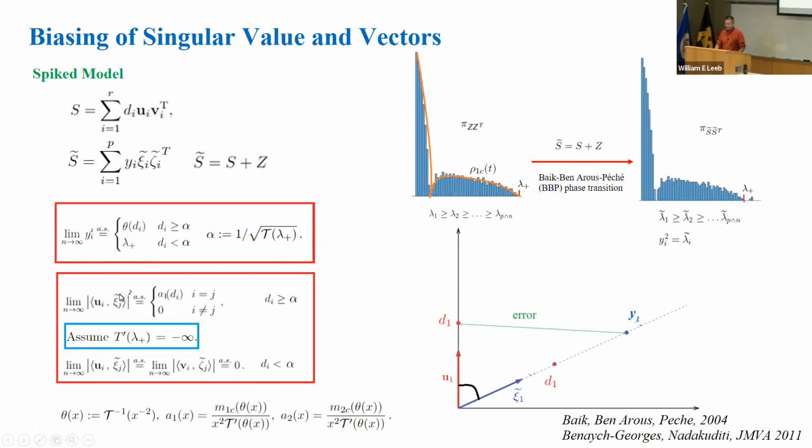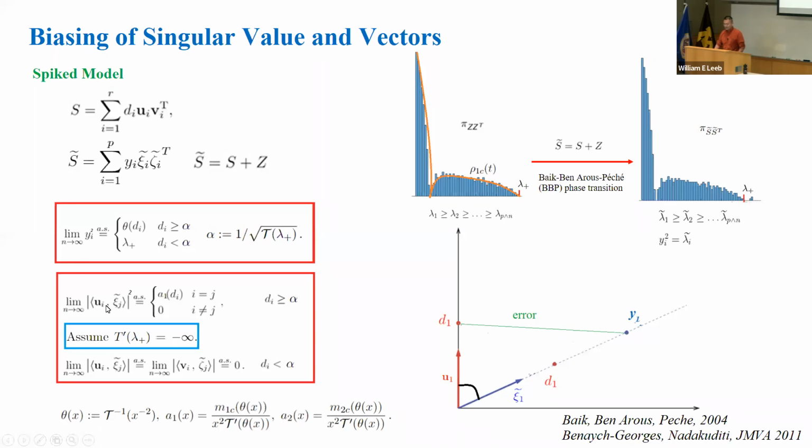If you take a look at the singular vectors, the left singular vectors, the original singular vector is mu 1 here, and the biased singular vector is tilde mu 1. There is an angle between them. It is not the original direction of the original singular vector. It has a biased direction.